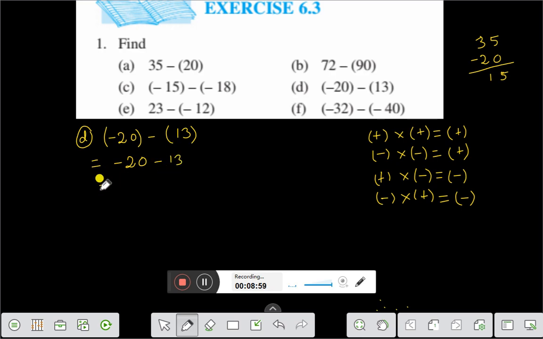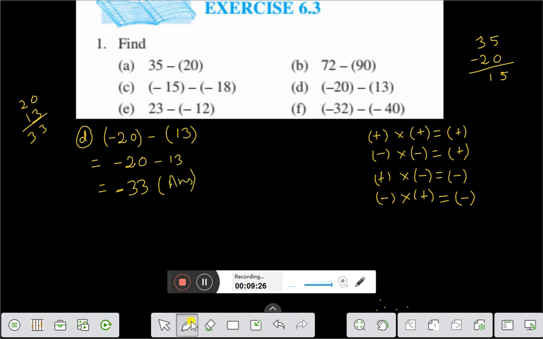Now, what is the rule for this? They have the same sign. That means you have to add the numbers. We add 20 and 13, that is 33. And the sign is the same, minus. This will also be minus. This is minus 33, the answer of question number D.